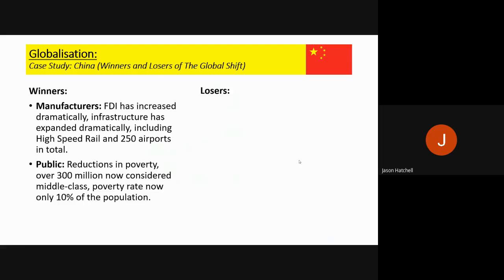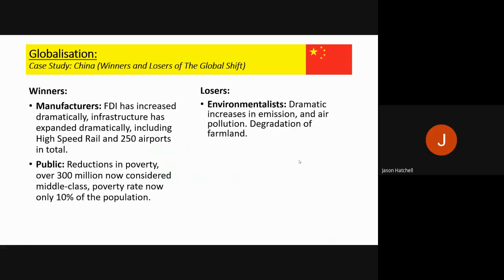The public also benefit in the sense that there is reductions in poverty. Over 300 million people are now considered middle class in China, and the poverty rate is only 10% of the population today, on average. There are some losers.